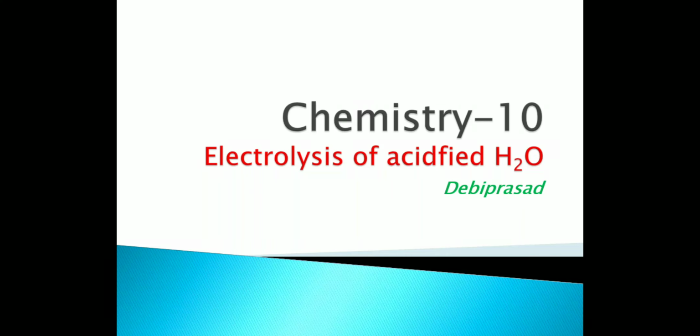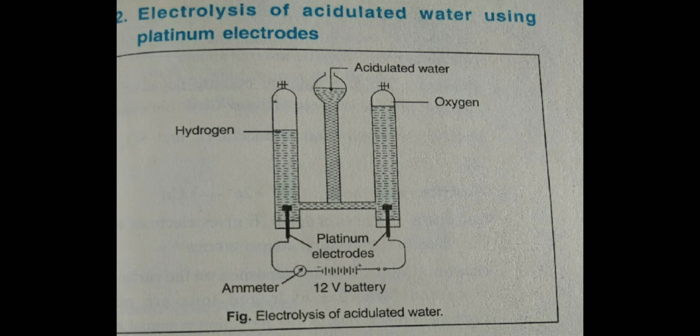In this video, you will be learning about the electrolysis of acidified water. Please look at the diagram. Acidified water is taken as an electrolyte. Here the platinum electrodes are used. The hydrogen gas is formed at the cathode and the oxygen gas is obtained at the anode. And a battery of 12 volt is used.